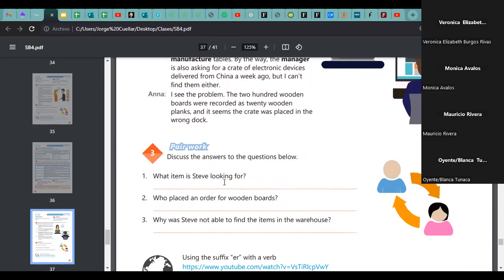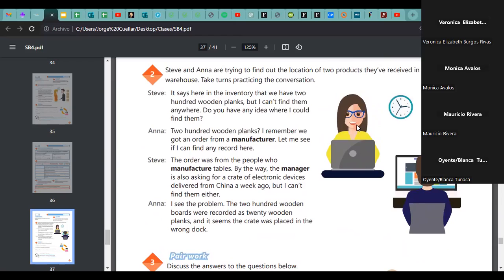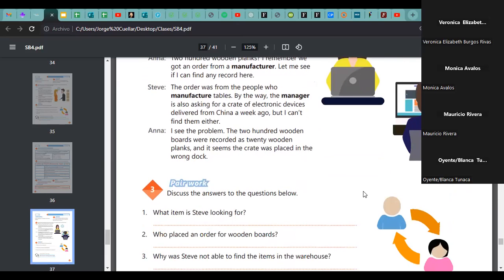Who placed an order for the wooden boards? People who manufactured tables. Very good. The people who manufacture tables, they place the order. And the last one says, why was Steve not able to find the items in the warehouse?